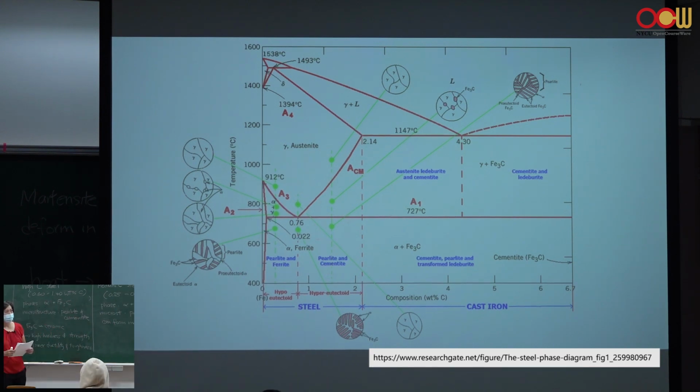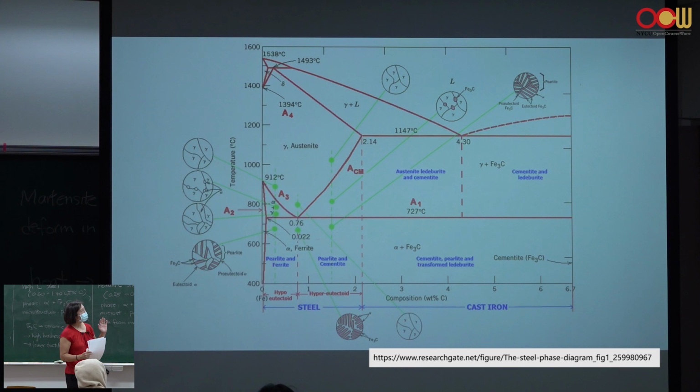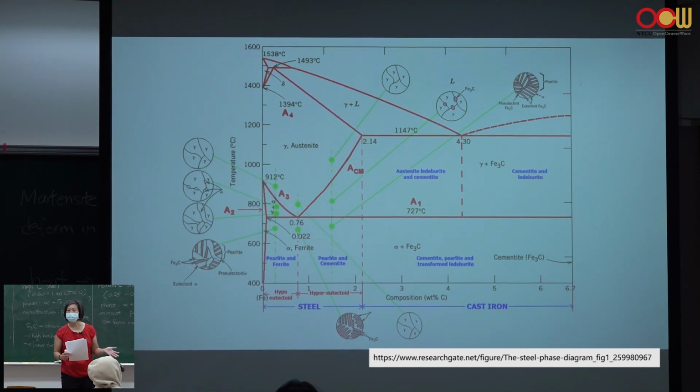The reason why it's called cast iron, if you look at the diagram, greater than 2.14, what's something special about the 4.3 weight percent carbon? If you look at the phase diagram at 4.3 weight percent carbon, what's special about that particular concentration?